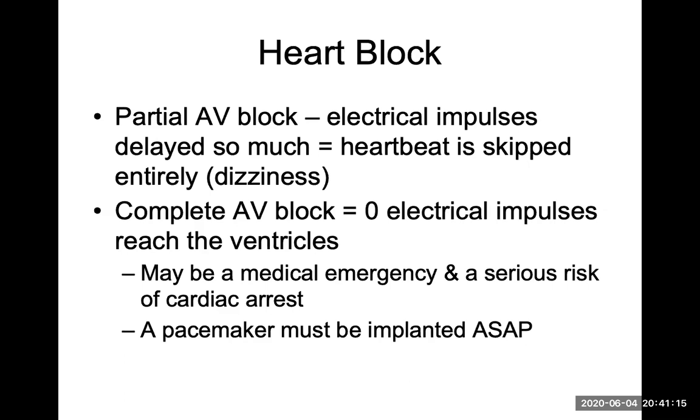We're going to focus on an AV block. A partial AV block means the electrical impulses are delayed so much that they don't reach the ventricles and a heartbeat is skipped. This can cause dizziness, people feeling out of place. A complete AV block means zero electrical impulses are reaching the ventricles. This is obviously, as you can imagine, a medical emergency and a serious risk of cardiac arrest. A pacemaker must be implanted ASAP in a complete AV block, and when it's implanted, it will have a lead that will bypass the blockage to continue that electrical signal down to the ventricles, because the AV node was blocked and the electrical signal couldn't get into the ventricles itself.